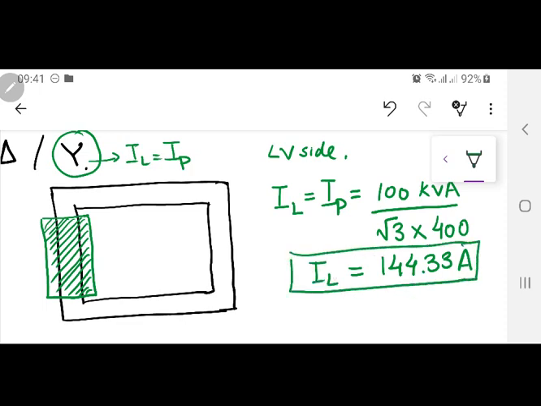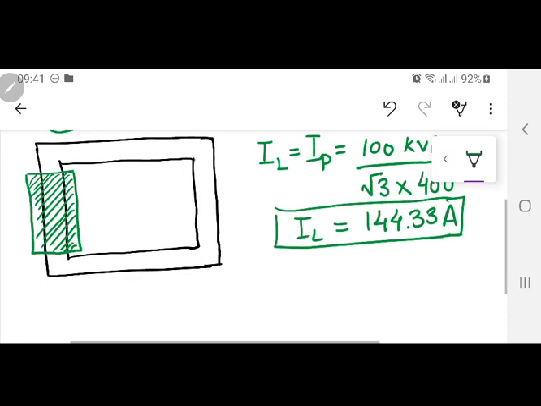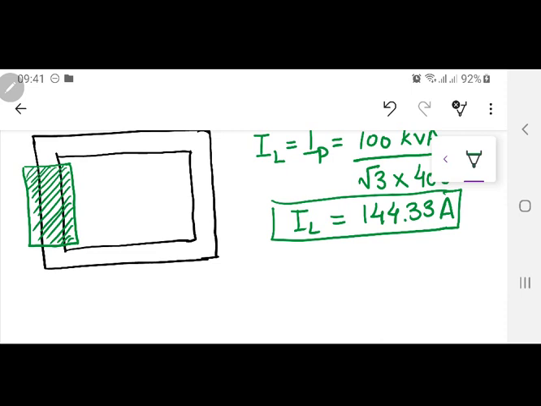Now this current is very huge. Now when this current is very huge, it is not going to flow in just one conductor. You are actually going to have many conductors in parallel. Now listen to this talk very carefully, because here we are going to talk about many different concepts which are used in the low voltage winding.